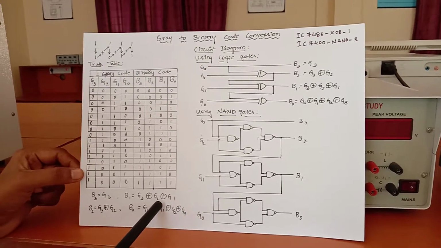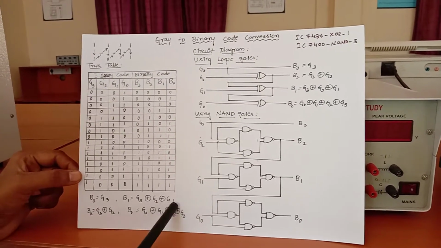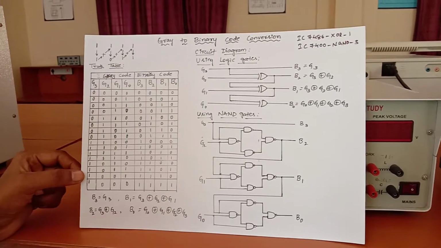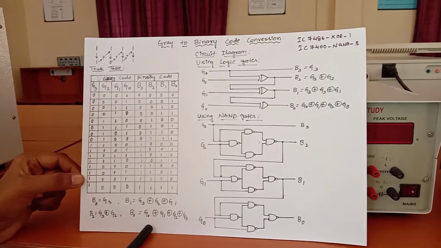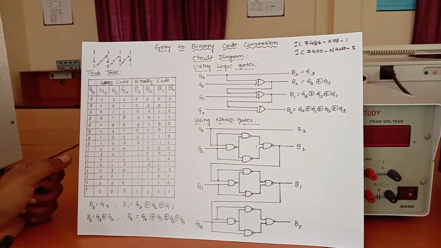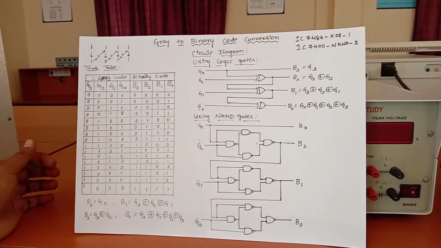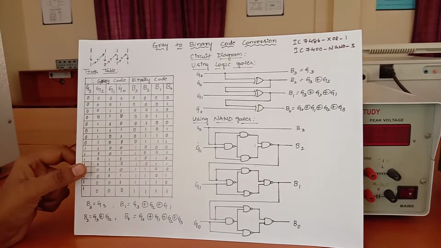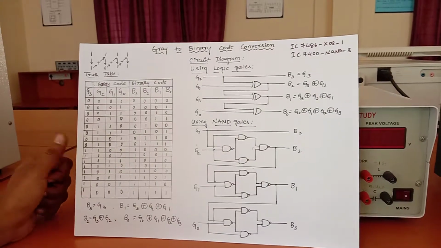In the same way, B1 is the XOR sum of G3, G2 and G1, and B0 is the XOR sum of G0, G1, G2 and G3. Like this we do the simplification, and at last we get these expressions, according to which we will draw the logic gate circuit.